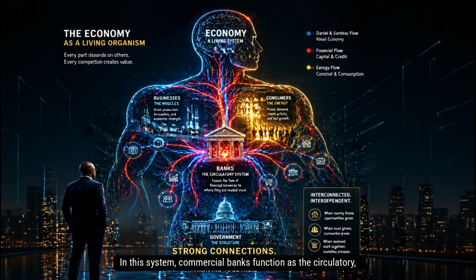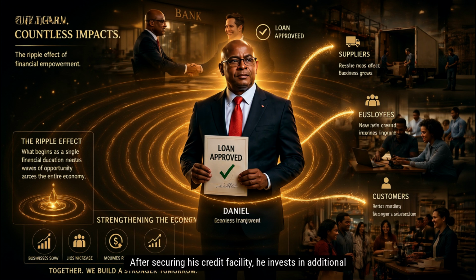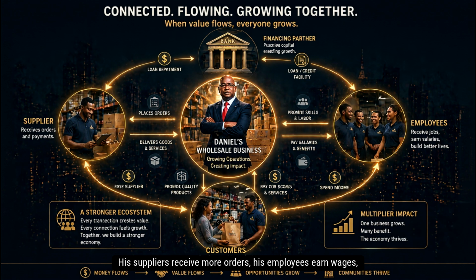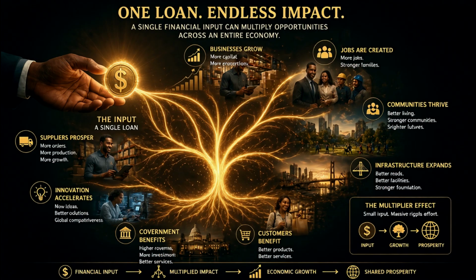In this system, commercial banks function as the circulatory system, ensuring that financial resources flow efficiently to where they are needed most. Let's return to Daniel. After securing his credit facility, he invests in additional inventory and hires two new employees. His suppliers receive more orders, his employees earn wages, and his customers benefit from improved service. What began as a simple loan transaction now has ripple effects across multiple layers of the economy. This is the multiplier effect of banking activity in action.